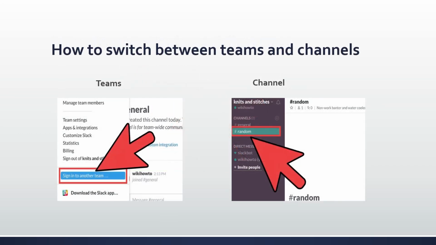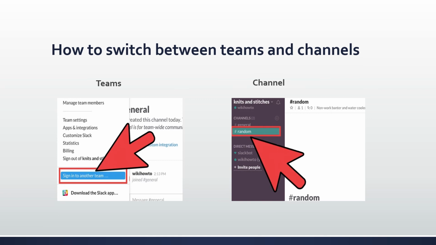Now, if you need to switch between teams and channels, if you're part of multiple teams, for instance, and you are a contractor working on multiple projects, you may need to switch between teams to communicate with the correct team members. To do this, you click the team name in the upper left and choose the sign in another team option, which is what you see on the left part of the screen. If you're accessing Slack from your mobile device, you'll see a 4 square icon in the upper right, and you tap this and the team name to switch the teams.